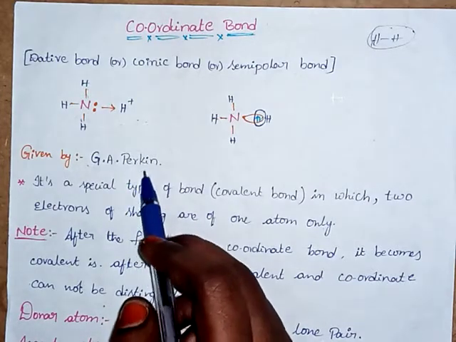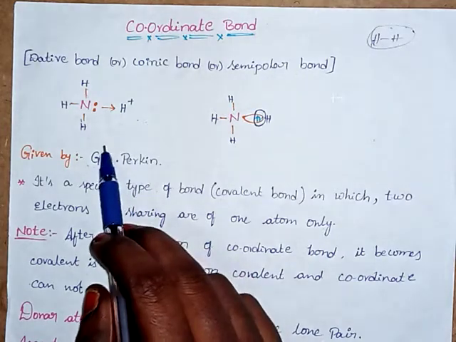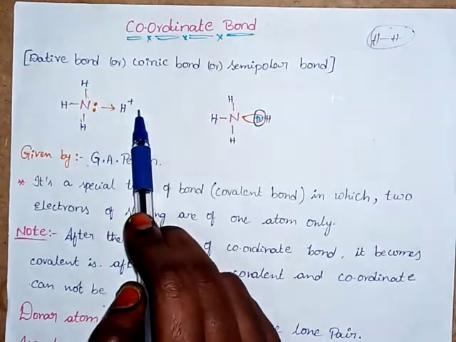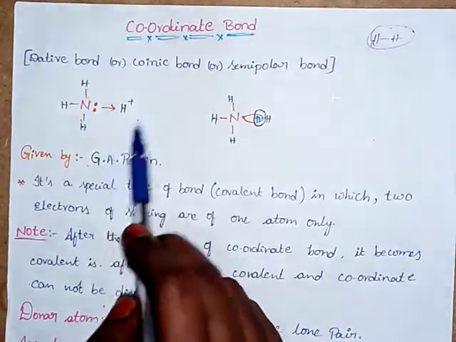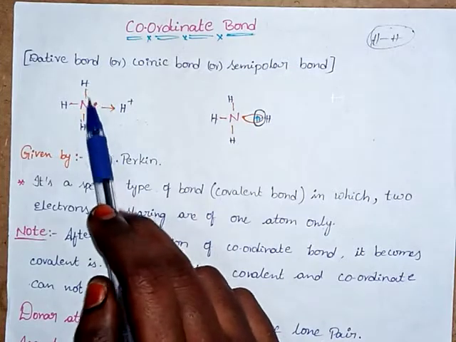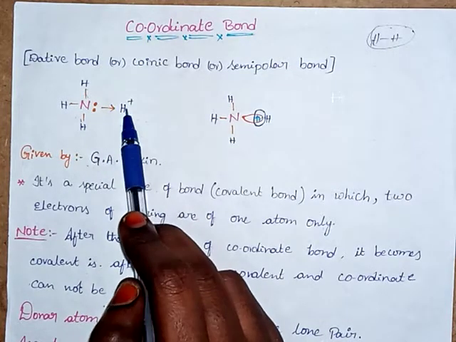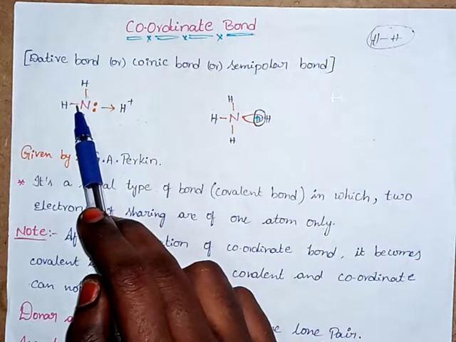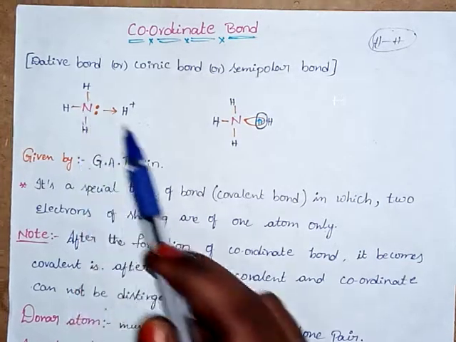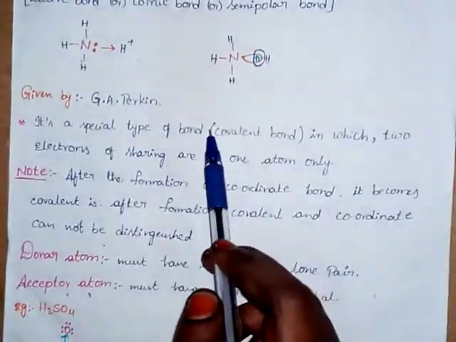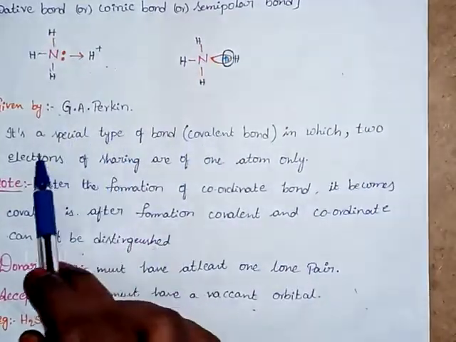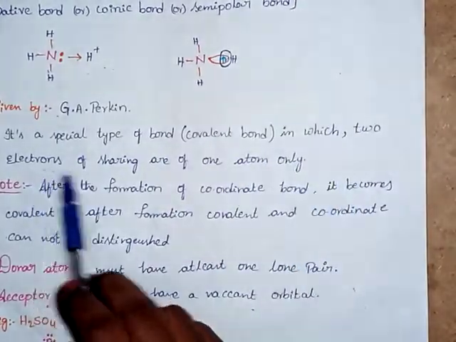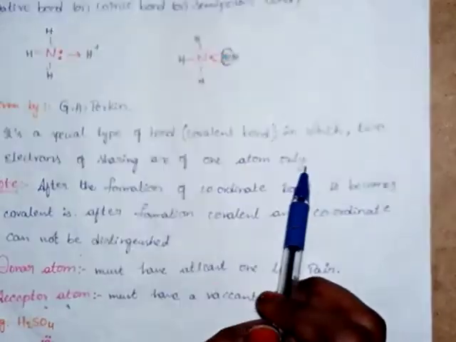You can say it is like a covalent bond in which two electrons are shared but they come from only one atom. Two electrons are shared, but only one atom supplies them; the other atom can't share electrons. So this is a special type of bond, given by G.A. Perkin. It is a special type of bond like a covalent bond in which the two electrons come from one atom only.